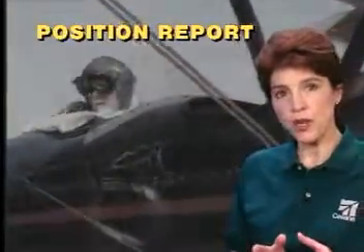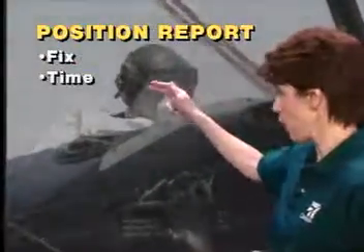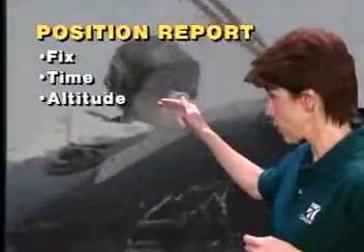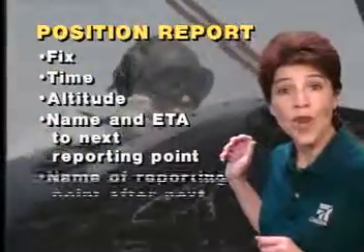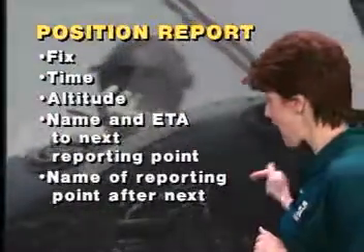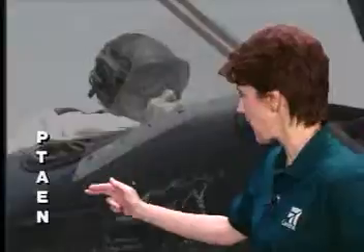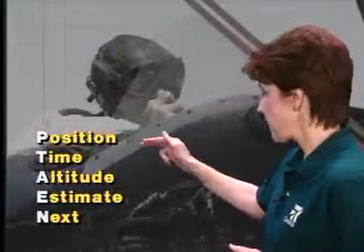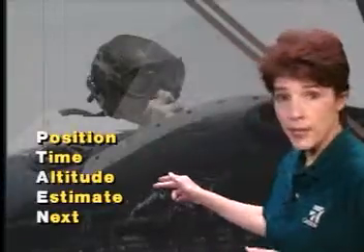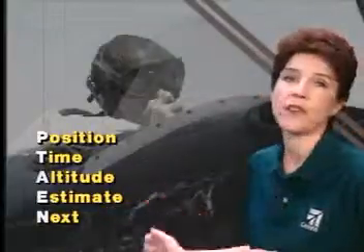You call the controller and you tell him the fix you're reporting over, the time you are over that fix, your altitude, the name and your ETA to your next reporting point, and finally, the name of the reporting point after the next. A way to remember this is with the mnemonic PTAEN. That stands for position, time, altitude, estimate to the next reporting point, and the next reporting point after that.